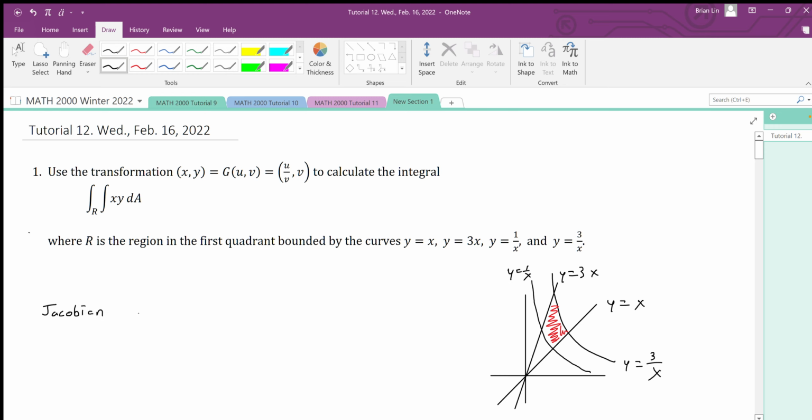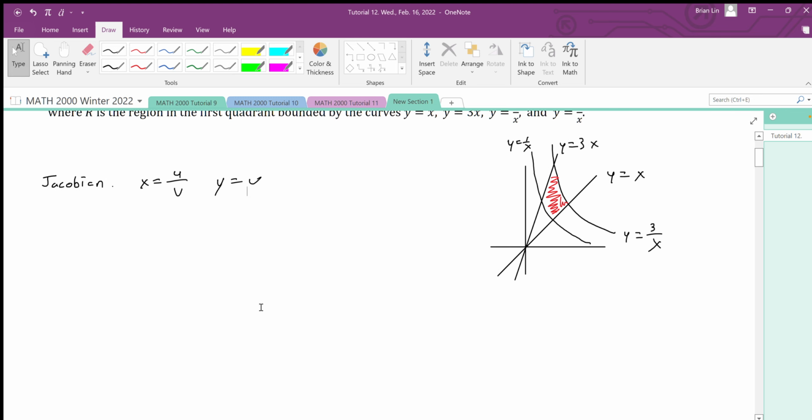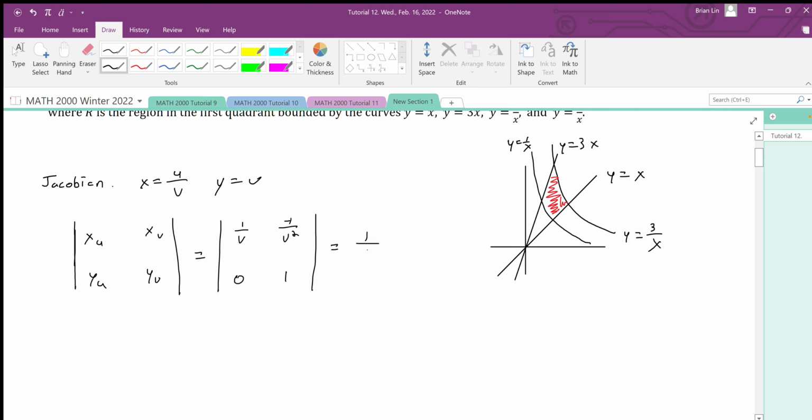So we have x is equal to u over v, and y is equal to v. So then, the Jacobian is x with u, x with v, y with u, y with v, and then take the determinant. So x partial with u is 1 over v. That's minus 1 over v squared, 0 and 1. And then you take the determinant, that's 1 over v. That's your Jacobian.